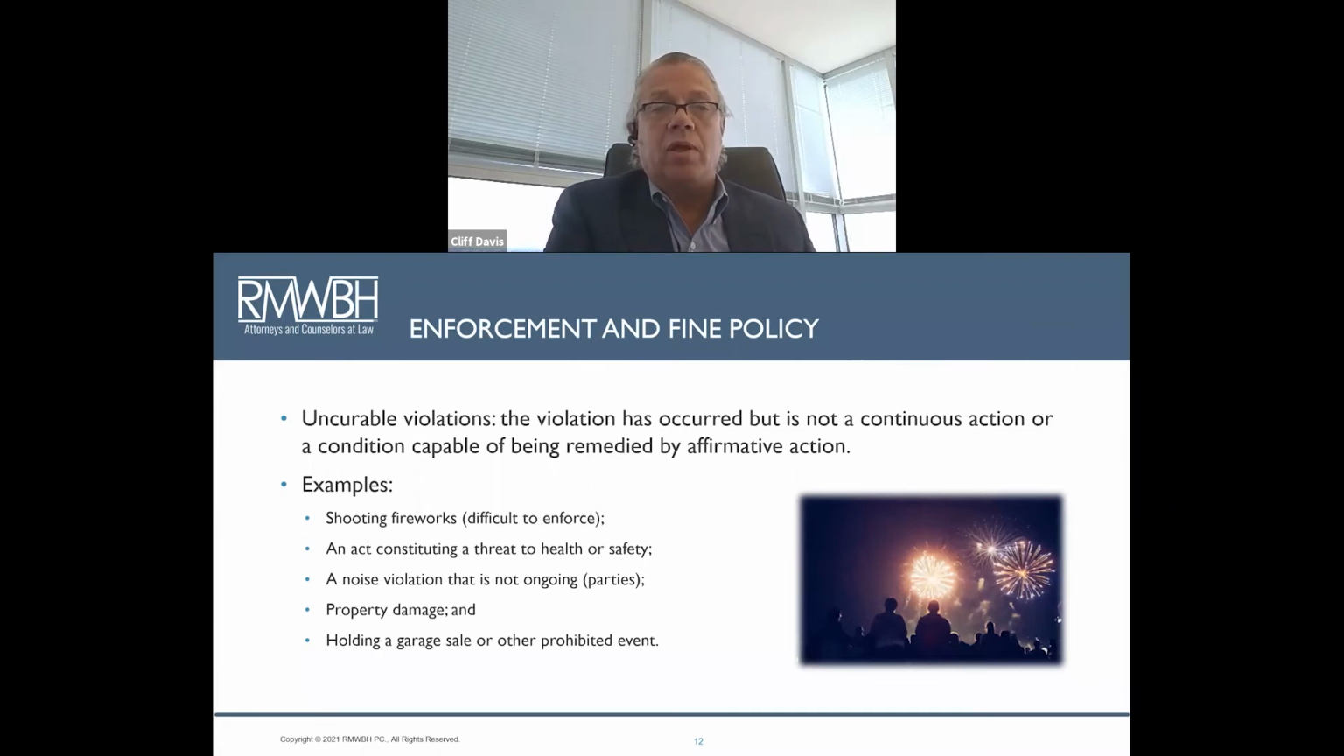Something to remember with fines and deed restriction violations is that the law now separates violations into two different types. And the wording is a little awkward. One is called a curable violation, and that's a violation that's ongoing, that can be fixed. The example I gave you of the car in the yard is something that's ongoing, it can be fixed. There's another type called an uncurable violation, and that really refers to a one-off violation that has occurred, but it's not continuous. Examples are shooting fireworks, damaging some property, or holding a garage sale on one weekend, but not doing another one.